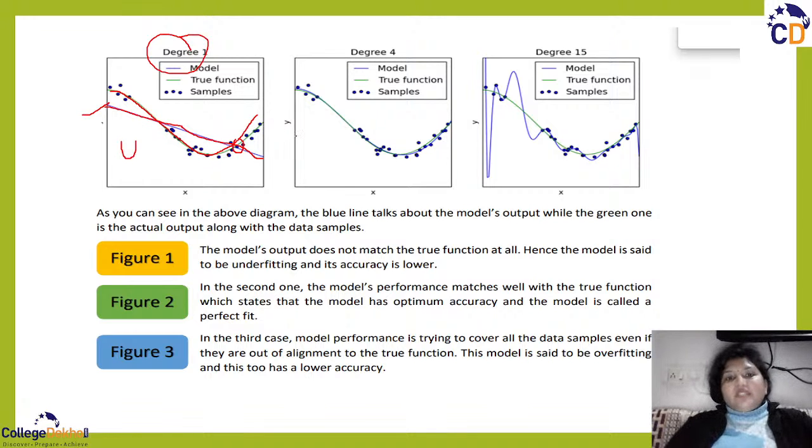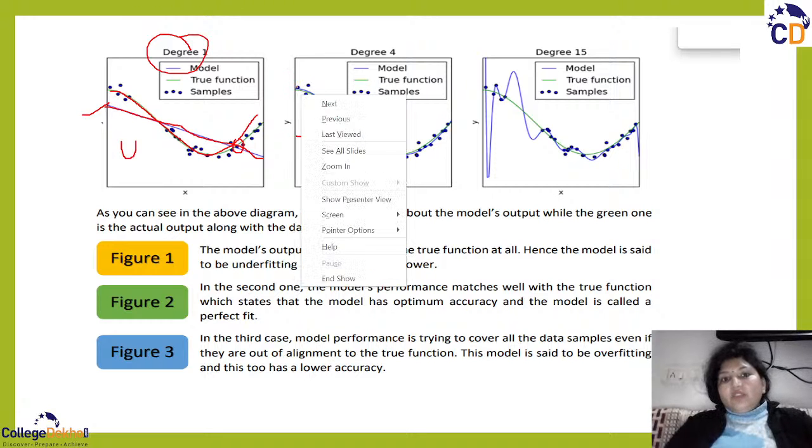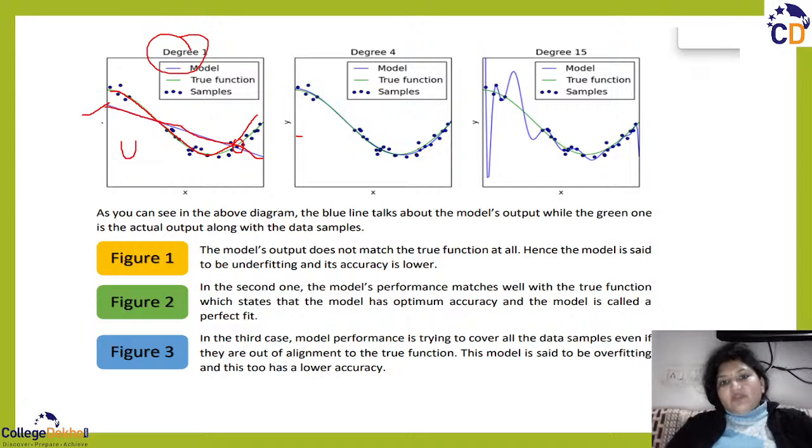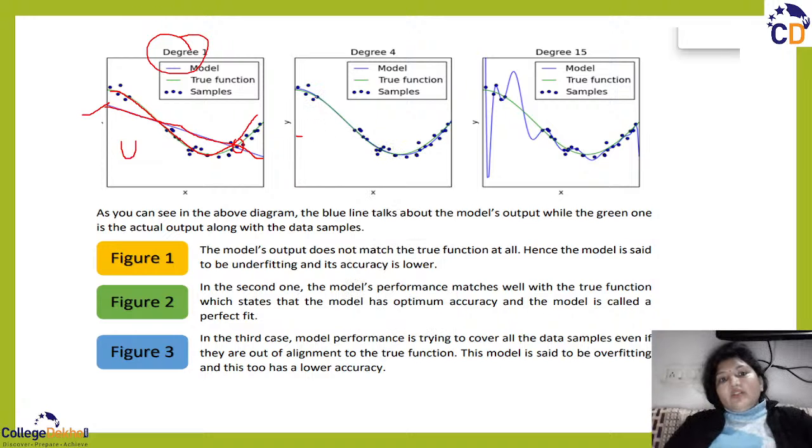And then we have the second case, where the predicted line is very much matching with your actual function, your true function. So here it is the perfect model. The predicted line is accurate, and the actual points are also falling on the predicted line. You might have some deviations, but it does not matter, because if you are going towards 0.9, or it is lying above 0.8, that means your model is perfect.